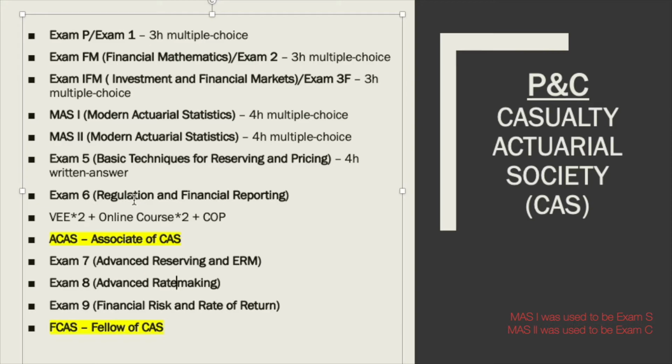So once you pass all your exams and online courses, get your VE credits and attend the professionalism seminar, you will become an ACAS, which stands for the Associate of Casualty Actuarial Society. You're basically more than halfway through all the pain. And on top of that, if you pass exam 7, 8, and 9, you will get your FCAS designation. There are people who get their ACAS and FCAS designations at the same time because they might leave the online courses or the professionalism seminar to the end.